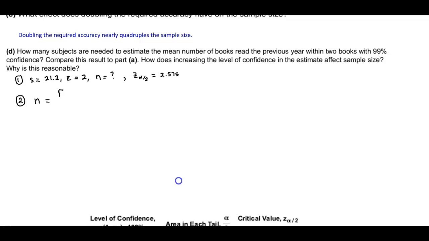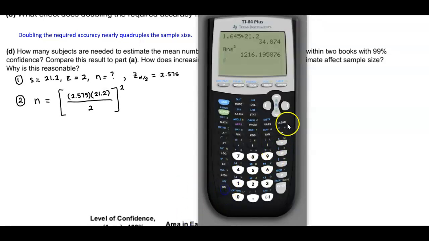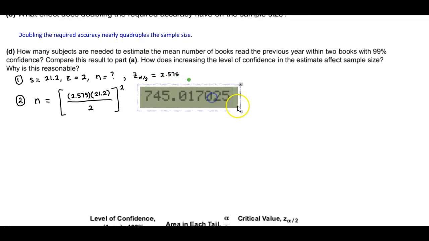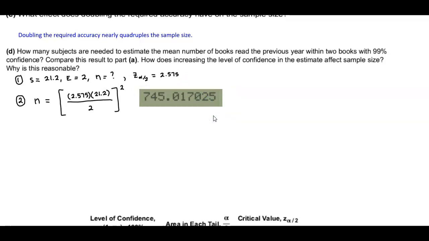Okay, and so now we're going to use that formula. We're going to let n equal the critical value, which is 2.575, multiplied by the standard deviation, which is 21.2, and then divided by the margin of error, which is 2. And then we're going to square that result. So on our calculator, we take 2.575, multiply that by 21.2, and then divide that by 2. And then we take the answer and square it. And then that gives us the following result. So if we round this up, since it's a sample size, then n is going to equal 746.